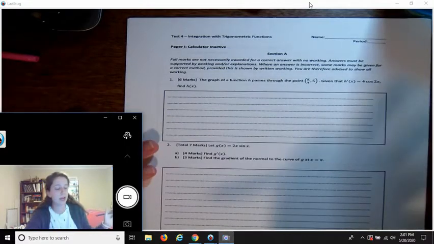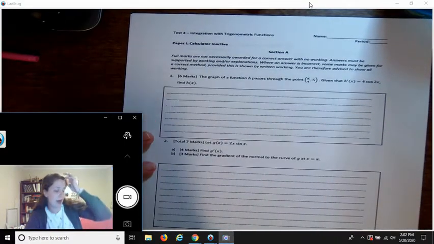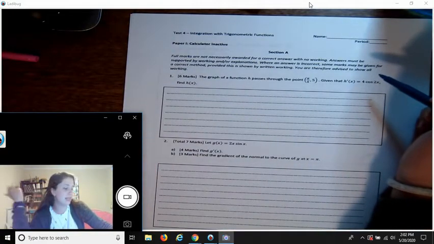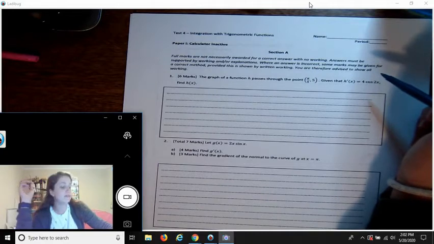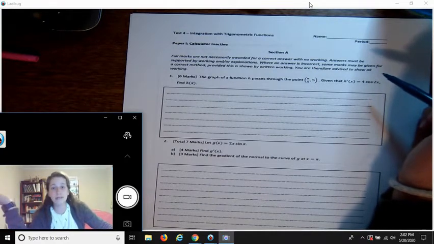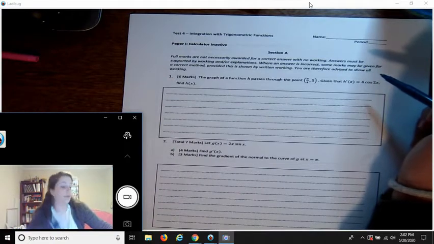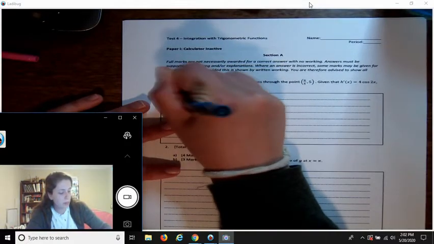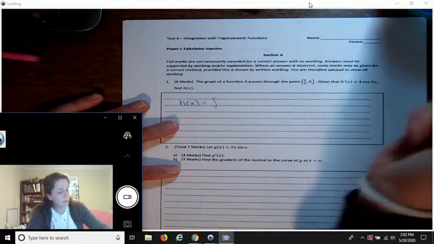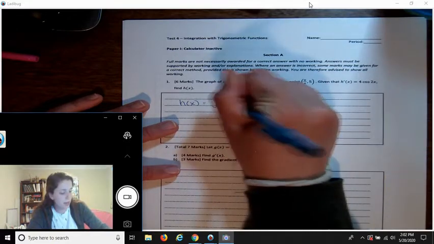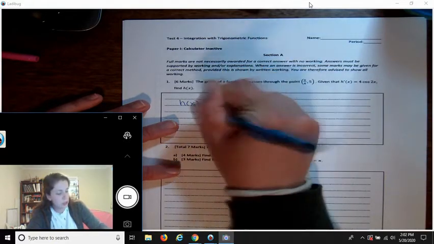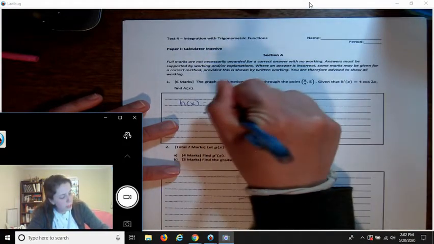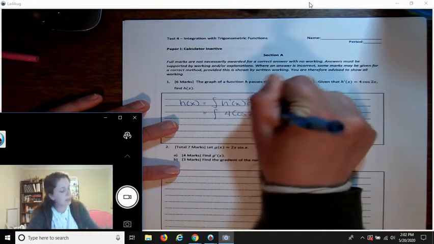Through paper 2. Okay. So number 1, it said the graph of a function h passes through the point pi over 4 comma 5. Given that h prime of x is 4 cosine 2x, find h of x. Okay, so obviously to find h of x, we have to take the integral of h prime. So we need to say that h of x is equal to the integral of h prime of x dx, which is going to look like the integral of 4 cosine 2x dx.